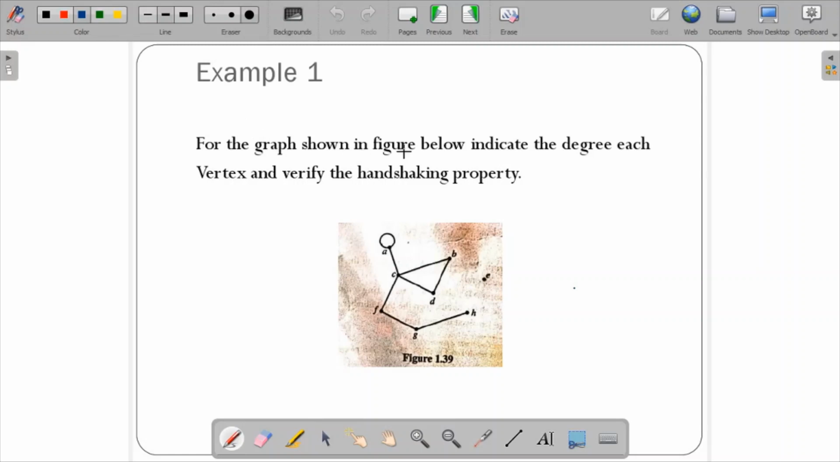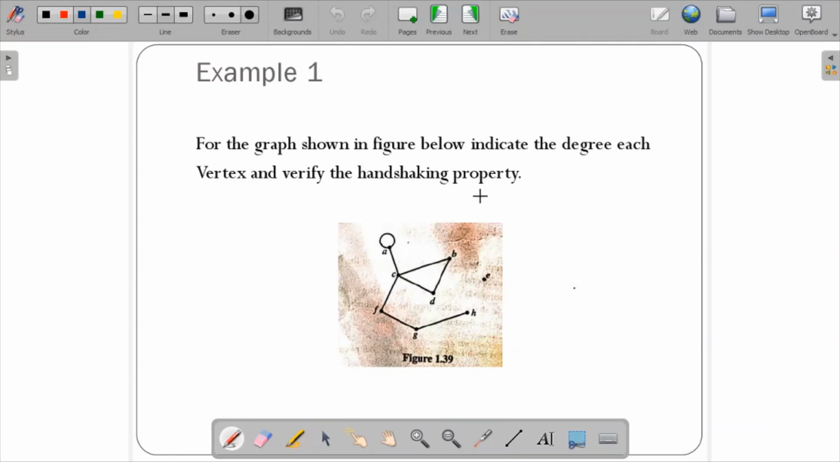For the graph shown in the figure below, indicate the degree of each vertex and verify the handshaking property. This is the example 1 problem. You need to check the degree of each vertex, and then after examining the degree of each vertex, we need to verify the handshaking property.